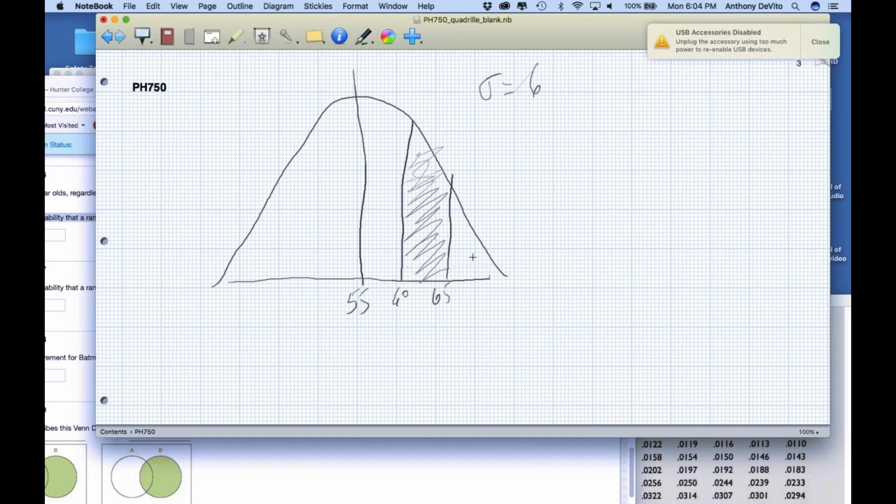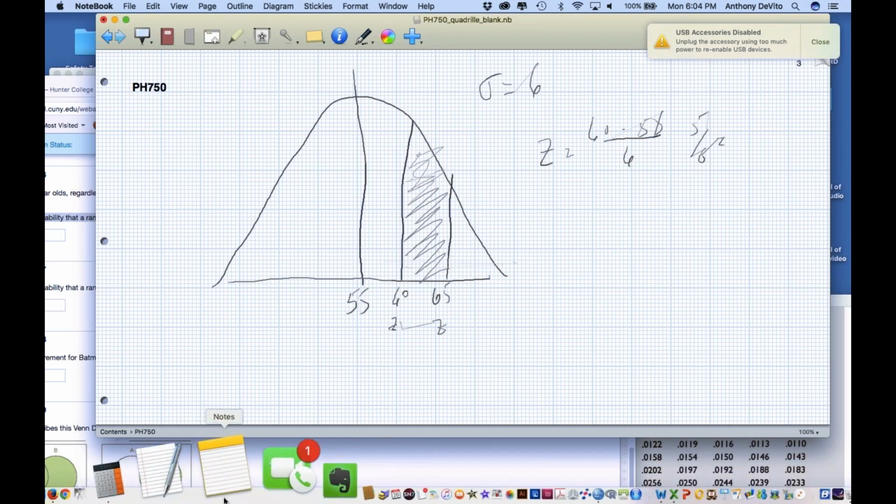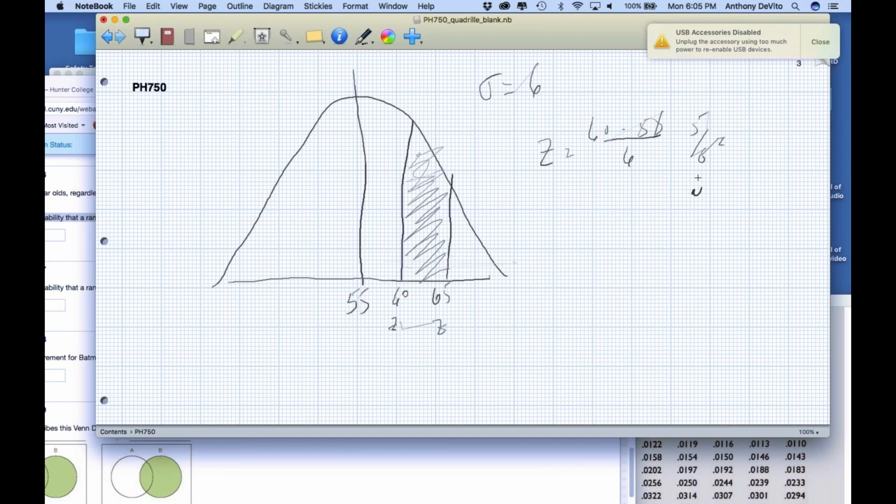Both of these are on the positive side of the mean, above the mean. But each one of these has a z-score, so I'm going to calculate both z-scores. The z-score is equal to 60 minus 55 over 6, which is 5 over 6, equal to 0.833. I'll just call it 0.83. And the other one, z, is 65 minus 55 over 6, which is 10 over 6, and that comes out to 1.67. Okay, so now I have two z-scores here.